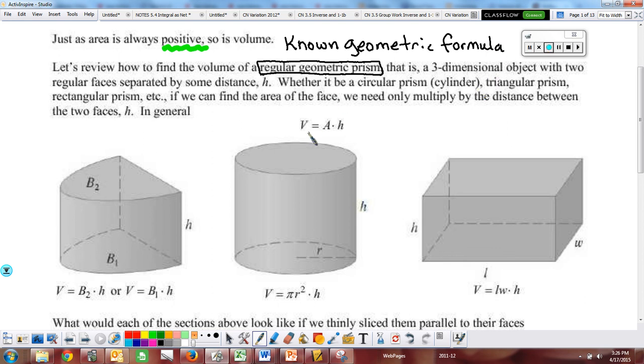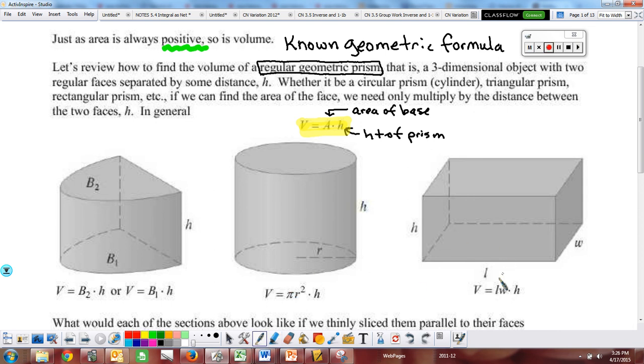And the big idea is that to calculate the volume of a three-dimensional figure, specifically a geometric prism, you are always going to calculate the area of your base and then multiply it times the height of the prism. If you have those two things, then you are always going to be able to calculate the volume. It's always the area of the base of the prism times the height of the prism.